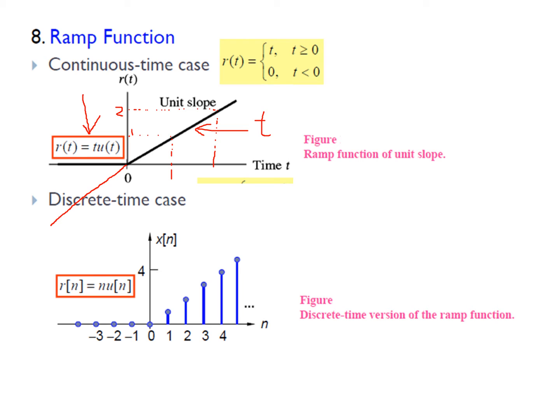When n is equal to 0, the signal is 0. Here also, when t is equal to 0, the signal is 0. When n is equal to 1, the signal is also equal to 1. When n is equal to 2, the signal is also equal to 2. When n is equal to 3, it is 3. When n is equal to 4, it is 4. So how to describe the equation for this ramp?